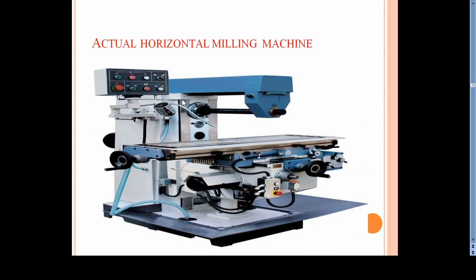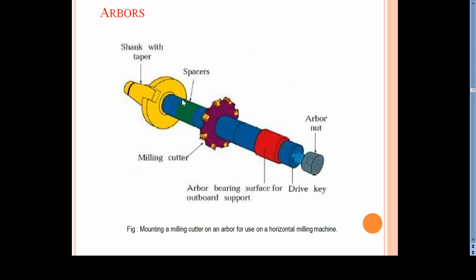So this is the actual photo of a horizontal milling machine. Now we'll see the arbor. Arbor is one of the important components or parts of a milling machine. You can see this end is actually connecting with the spindle by using a shank taper.